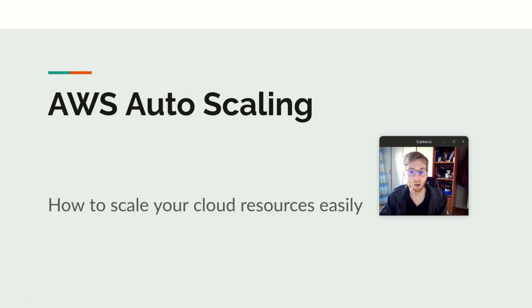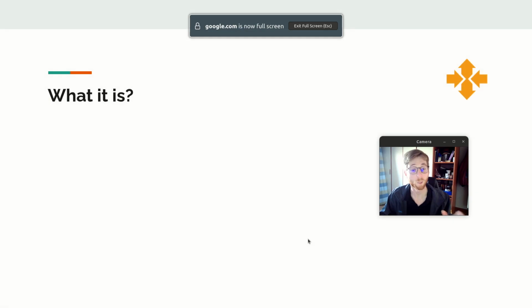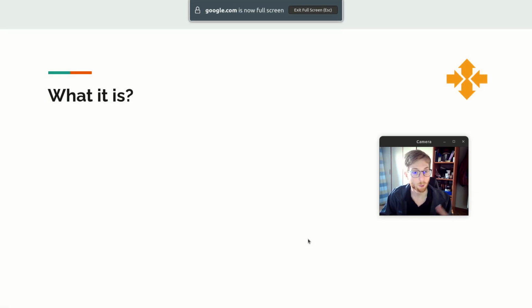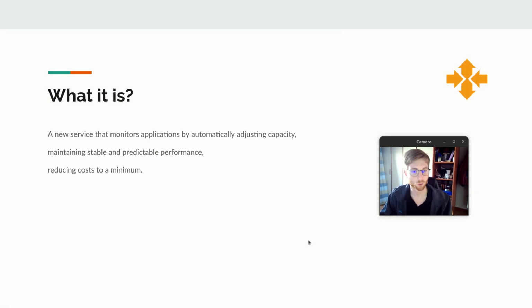We named it How to Scale Your Cloud Resources Easily because it's just what it does. It manages for you the scaling process of your resources in the AWS cloud. What is it? A formal, boring way to explain it is a service that monitors applications by automatically adjusting capacity, maintaining stable and predictable performance, reducing costs to a minimum.